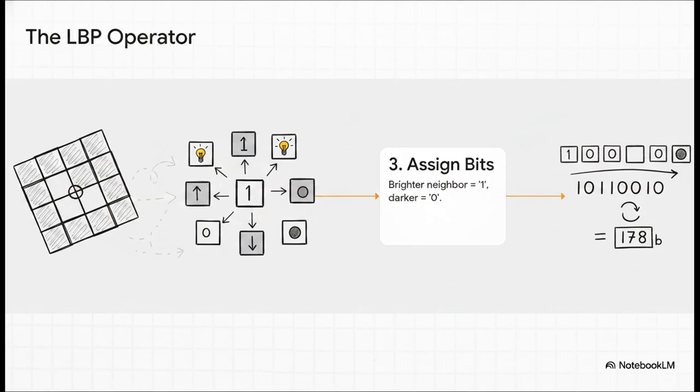You take any pixel, and you just look at its 8 neighbors. You go around them in a circle, and for each one you ask a simple question. Is this neighbor brighter than the center pixel? If the answer is yes, you write down a 1. If it's no, you write a 0. And at the end, you've got yourself an 8-bit binary number.